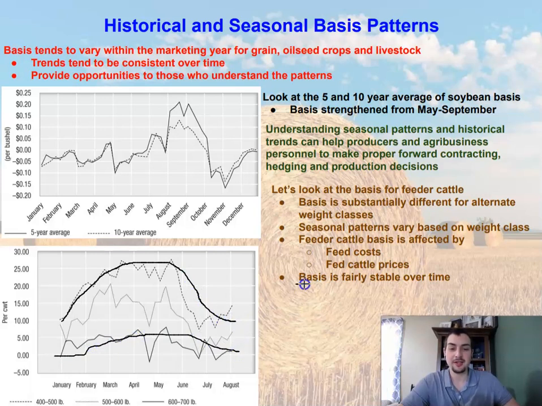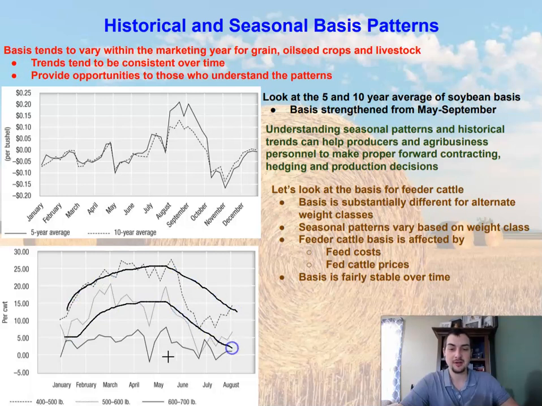Especially if you look down at this bottom one, the basis is fairly stable over time for these heavier weight calves. But one thing to notice is that all three of them follow the same general pattern with some changes. They're not exactly the same, but different weight classes are going to have different basis tied to them within the same general commodity. Basically, different grades do.